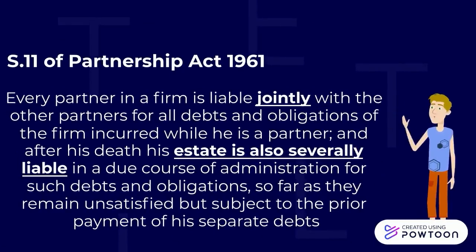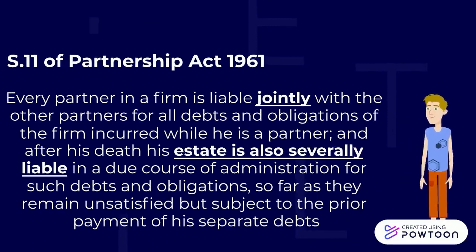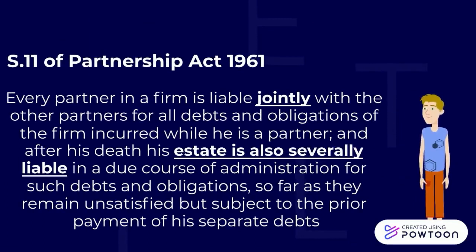Section 11 of the Partnership Act 1961 states that every partner in a firm is liable jointly with the other partners for all debts and obligations of the firm incurred while he is a partner. And after his death, his estate is also severally liable in due course of administration for such debts and obligations. What is pointed out in this section is the difference in a partner's liability.